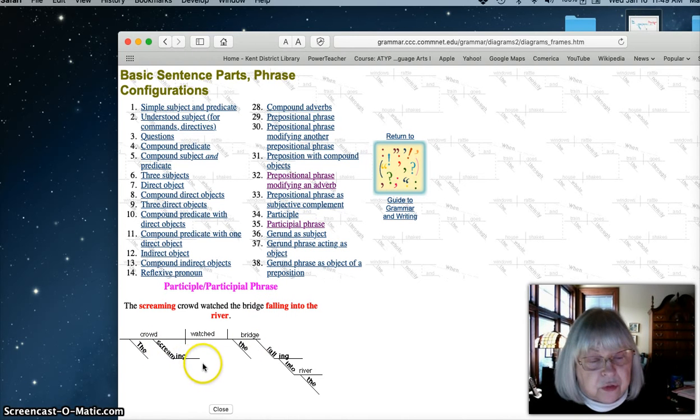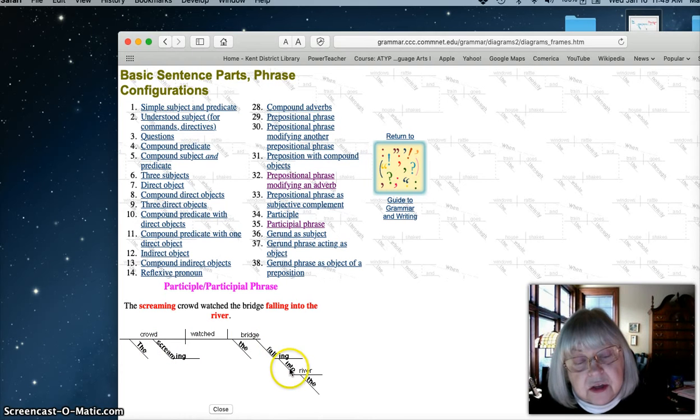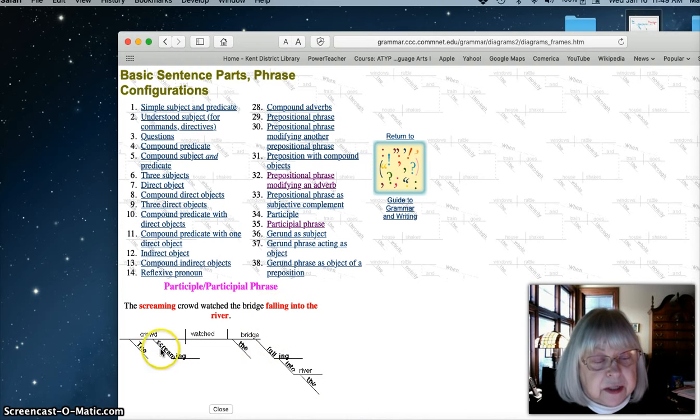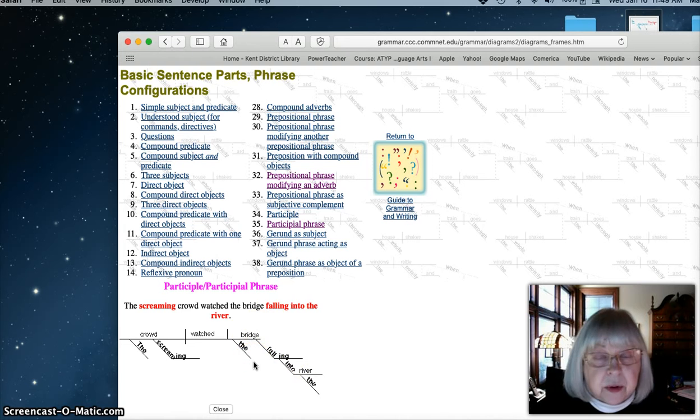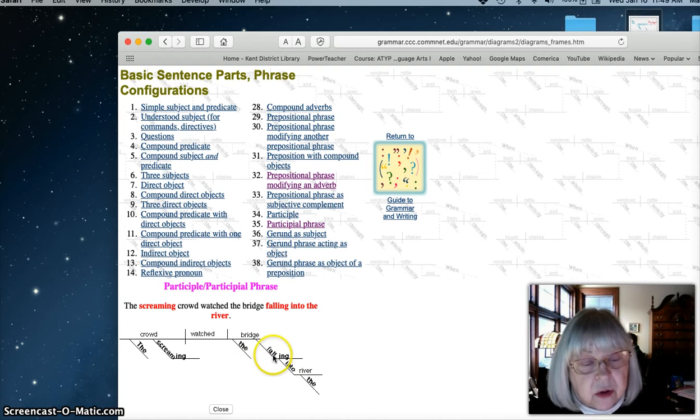They couldn't do a curve, so they indicated it with the letters. Okay, the screaming crowd watched the bridge falling into the river. This is a participle, but it's a single participle. This is a participial phrase. The whole thing is modifying bridge. So we know it's a participle, not a gerund, because it's acting like an adjective. Okay, falling into the river.